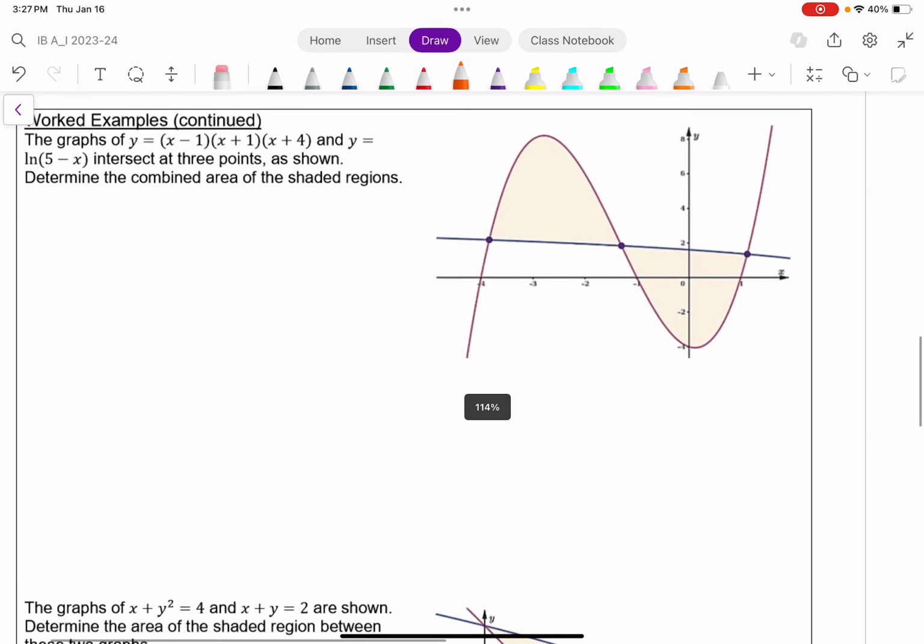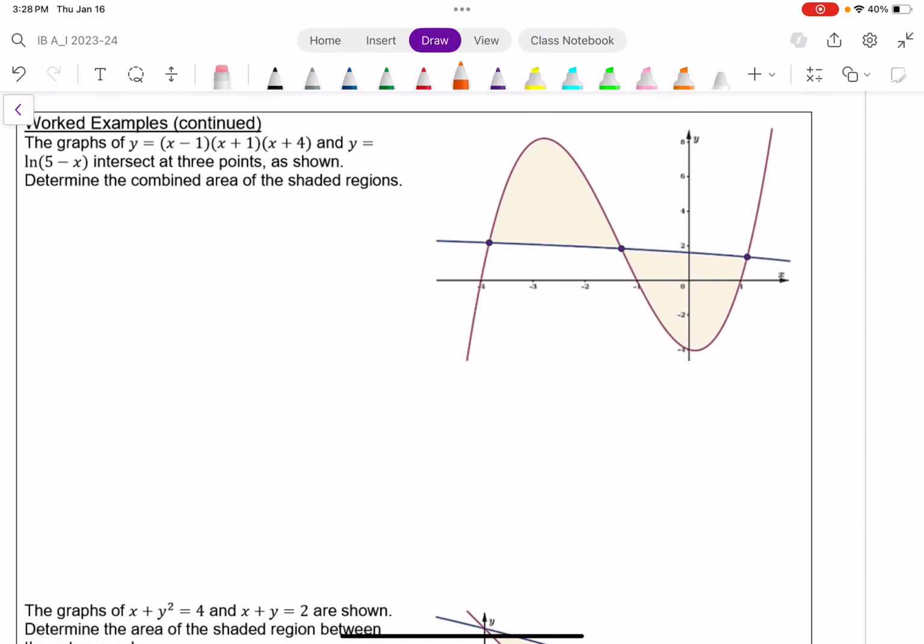So for this, I have something, again, similar. I want to find the combined area of these two shaded regions. This time, what looks like a linear function is a logarithmic function. That's the natural logarithm of 5 minus x. And then I have this cubic function.